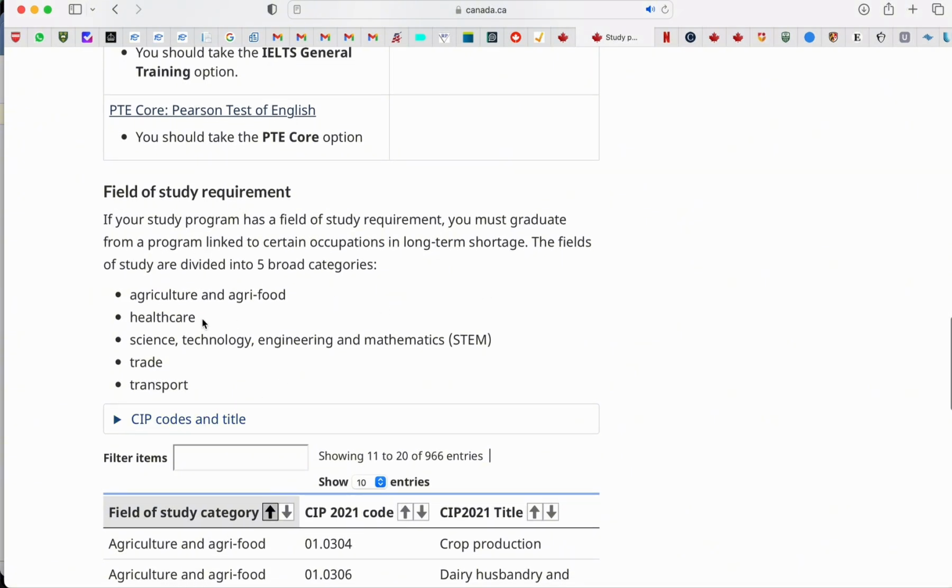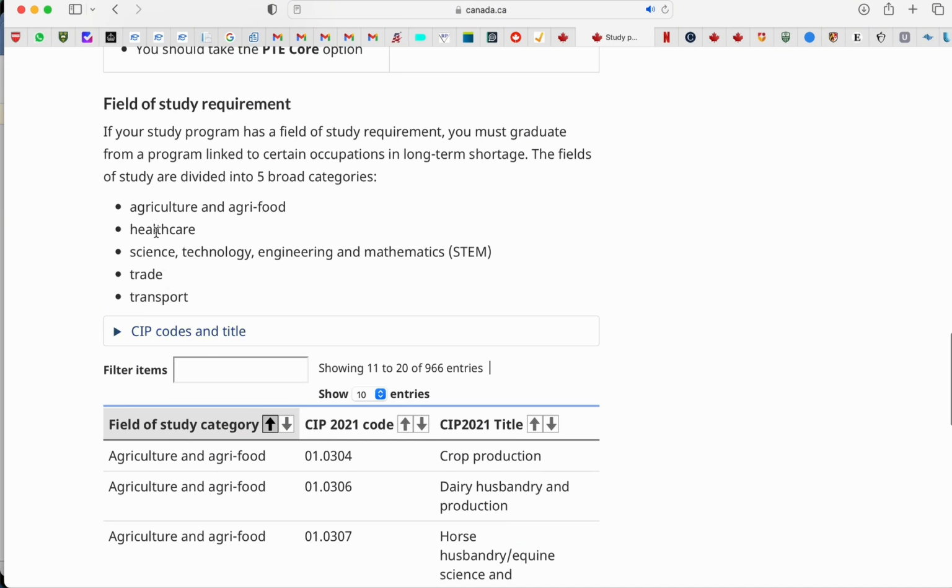Now, don't forget that these are the categories of shortage occupation in Canada. We are talking about agriculture and agri-food. We're also talking about healthcare. We are talking about science, technology, engineering, and mathematics, which is the STEM. And we're also talking about trade and transport.